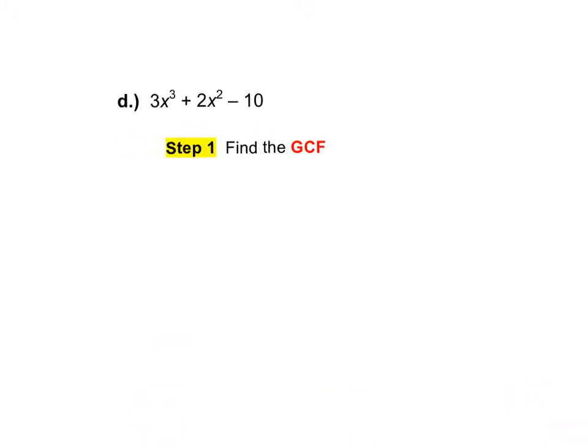Quadratic, cubic trinomial. So what can I take out of all three of these? Well, when in doubt, write it out. 3x to the third is really 3, because it's a prime number, times x, 3 times. 2x squared is 2 times x twice. And negative 10 is really negative 1 times 2 times 5. We have a 2 in common with the 2x squared and the negative 10, but it's not also in the 3. Because we don't have them in all of them, the GCF is just 1.